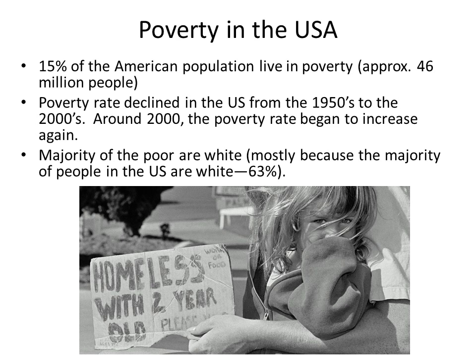15% of the American population live in poverty, and that's about 46 million people. Poverty rates declined in the U.S. from the 1950s to the 2000s, but around 2000 the poverty rate began to increase again. And this is again when we start to see the decline in manufacturing, changes in political donation laws, which change the way people are treated by the government. The majority of people in this country are white. The next chart will explain this in a lot more detail.